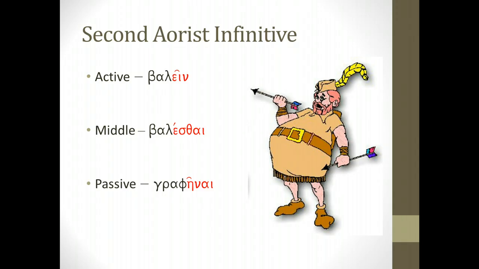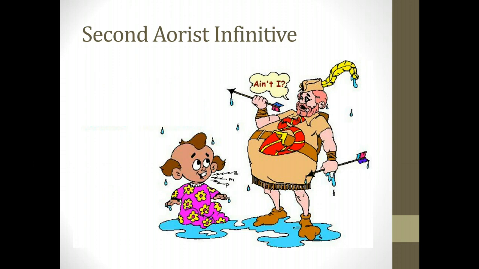So just become familiar with these. And again, just as with the first aorist, balein is not to threw. It's just simply to throw. Balesthai is to throw for yourself. Graphenai is to be written. And there is our memory device. You've got bal in the rain with an esthai, bal in the rain with an esthai, enai. That's your memory device.